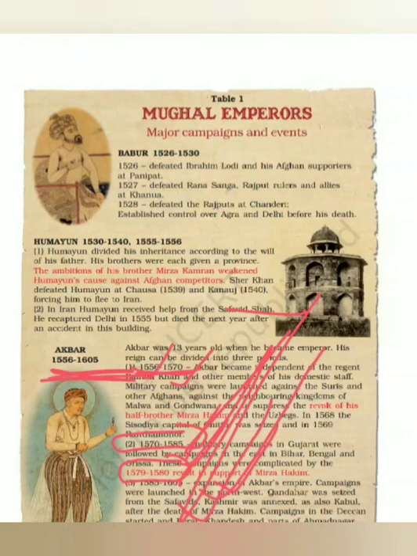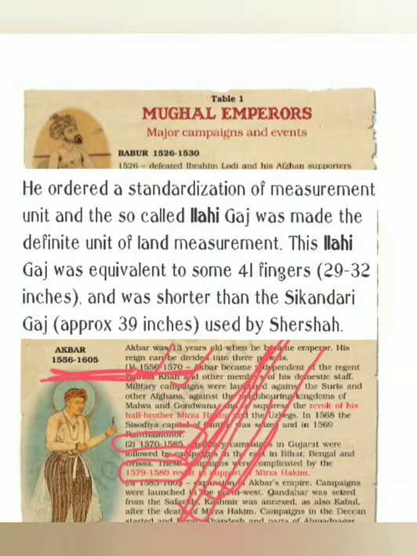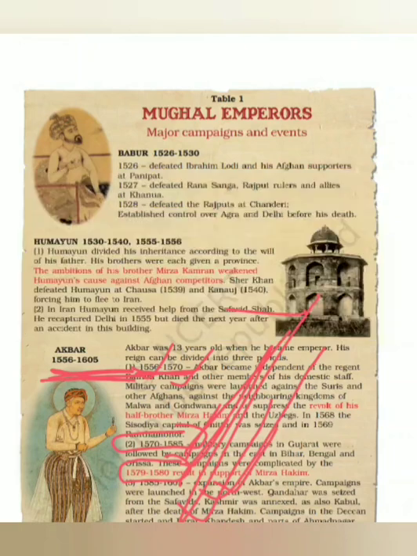Then in 1588 he introduced a rod for measuring land called Gaz-e-Ilahi. So we also need to know what Gaz-e-Ilahi is. It is a rod for measuring the land. And Akbar's enemy of Islam was the historian Ahmad Yadgar. So this is it with Akbar. Now, we need to know about the 9 gems of Akbar.